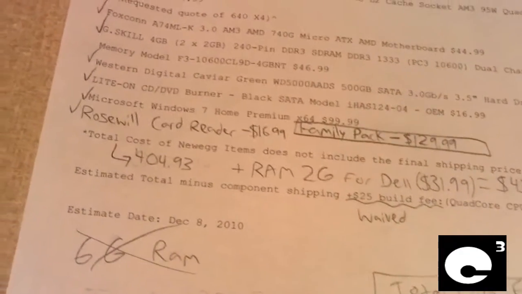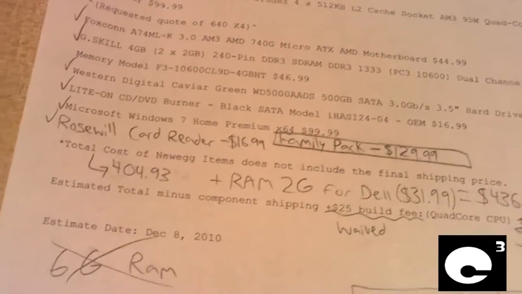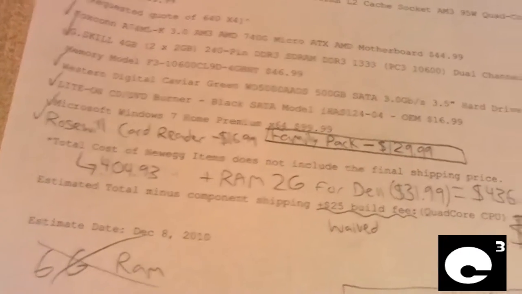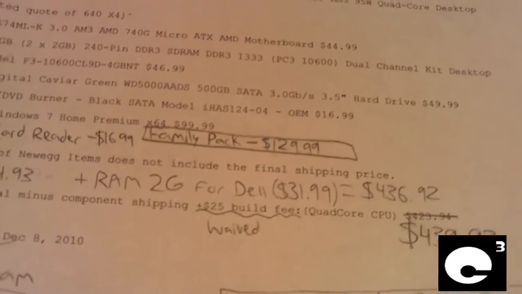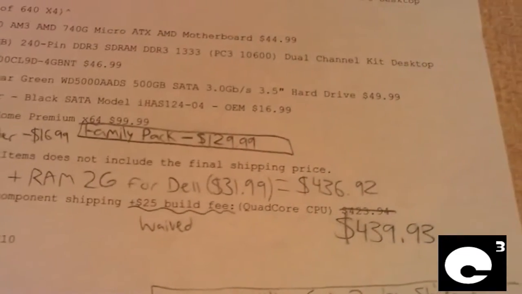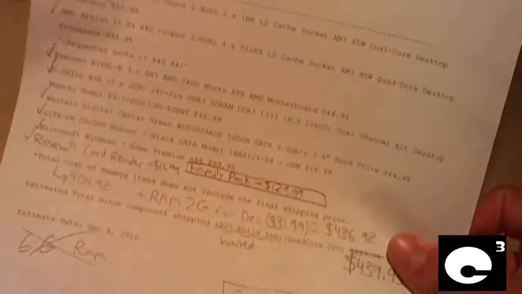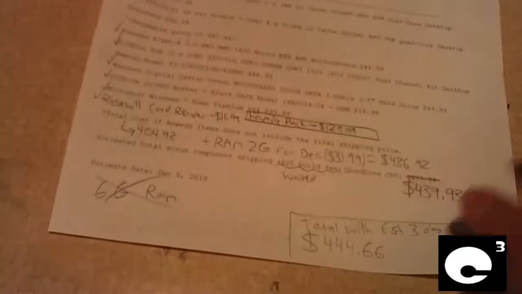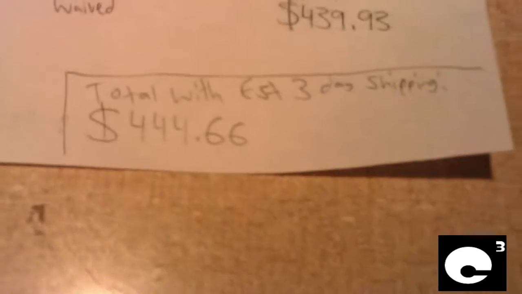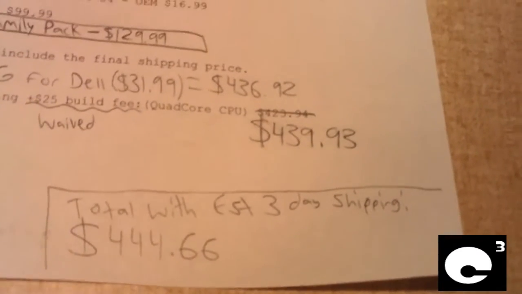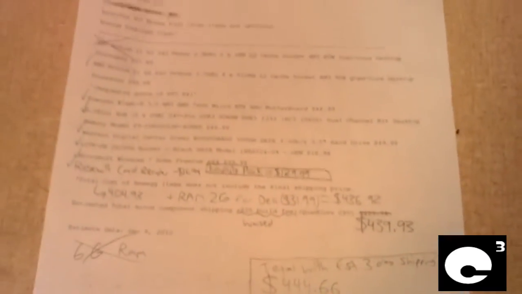And the total cost of the Newegg items for this system was around $404, plus some memory for a different computer, which was $31.99. And the total price was about $444. So this is basically subtracting the $30 from this. This system costs around, I would say, $410 to $420. Not too bad for a quad-core business machine.